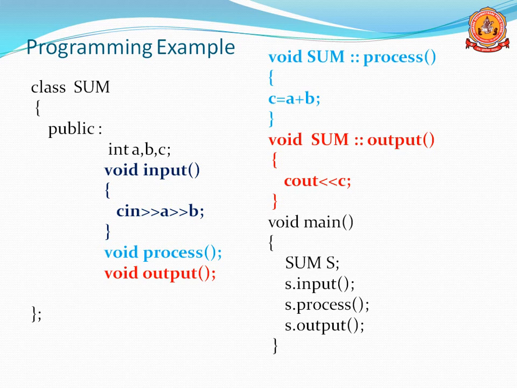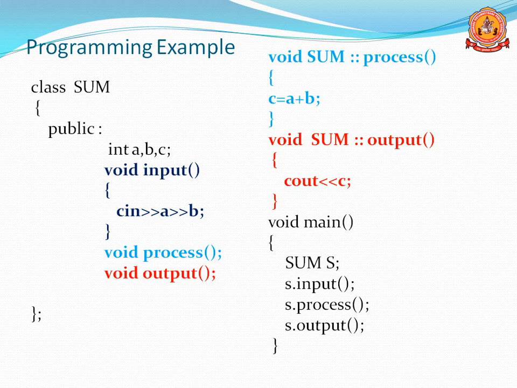Input is the function defined inside. You see here, input is the function I defined inside the class definition. I wrote the function definition inside the class definition. The next one is one more function, void process. If you see outside the class, void sum, sum is the identity label. Scope operator process means the process function belongs to the sum class. The process function belongs to the class sum. So then I wrote the function code.